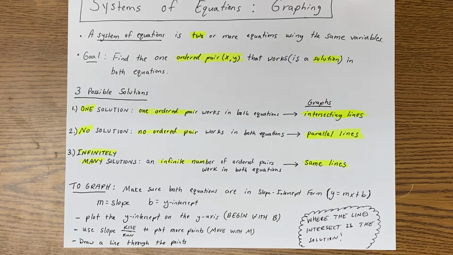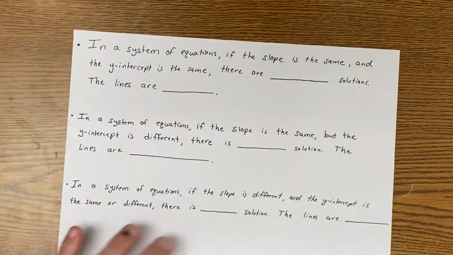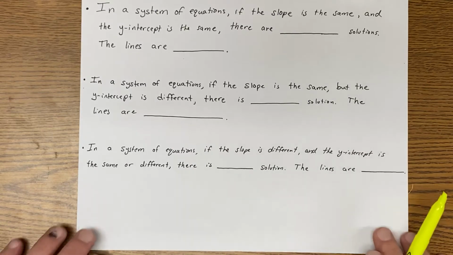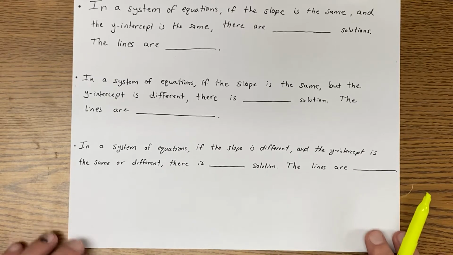And then we draw a line through our points. So remember, 5 points is a good number to go for when we're making our lines. Okay, so let's take a look at this page here. We have some bullet points that we want to look at and see if we can fill in these blanks.